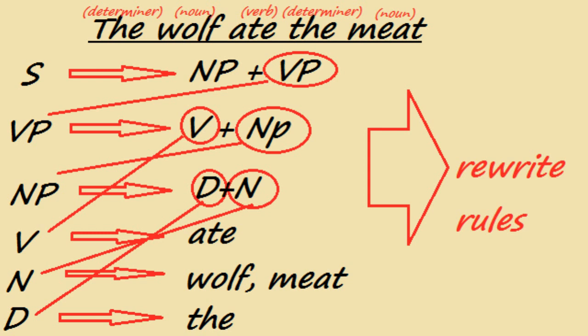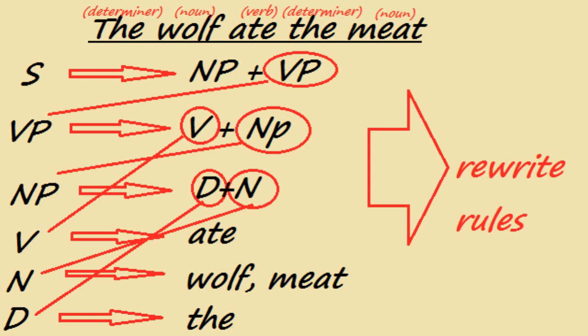So we have, let's say, extracted the whole symbols of the sentence. Now we write a V and D. We draw the arrows. How many verbs do we have in that sentence? One. What is it? It's ate. How many nouns do we have in that sentence? It's two. Wolf and meat. How many determiners do we have in that sentence? We have two, and both of them are the same, so it's the. This is the rewrite rules, right?